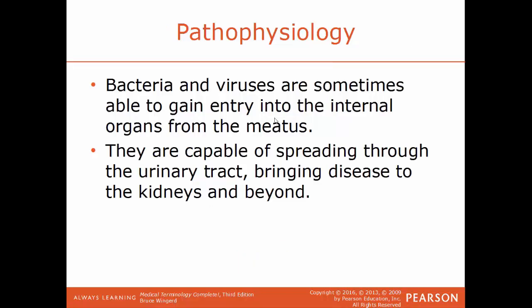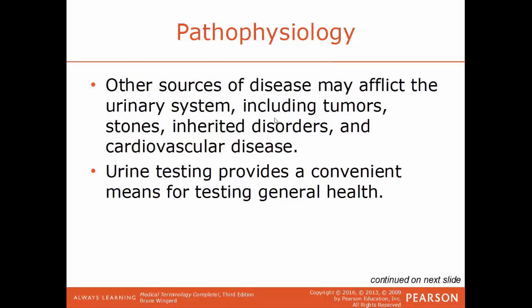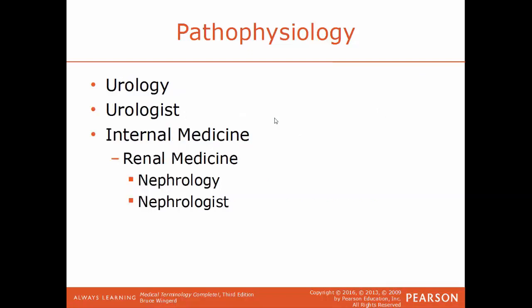Right, now we'll talk about some pathophysiology of the system. Sometimes bacteria and viruses are able to gain entry into the internal organs from the meatus, through the opening in the urethra. They're capable of spreading through the urinary tract, bringing disease to the kidneys and even beyond the kidneys. Other sources of disease may afflict the urinary system, including tumors or stones or inherited disorders or cardiovascular disease. So the testing of a person's urine is a good, convenient way to test someone's overall general health.